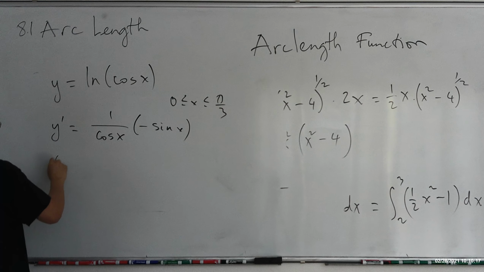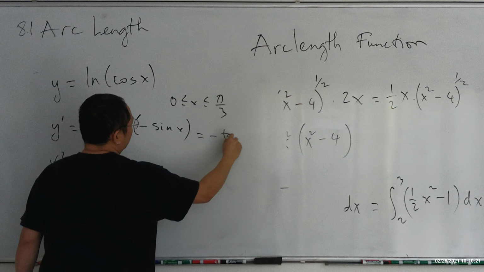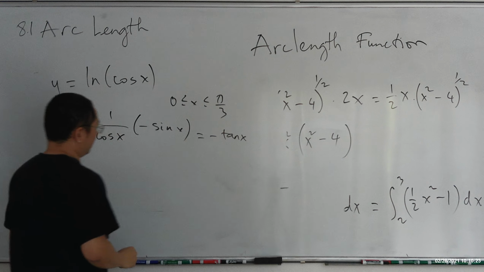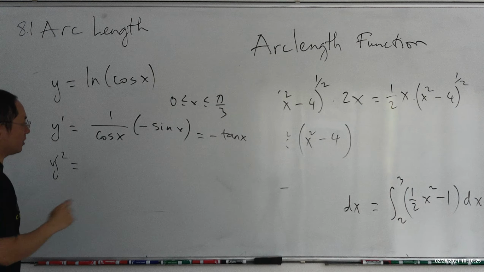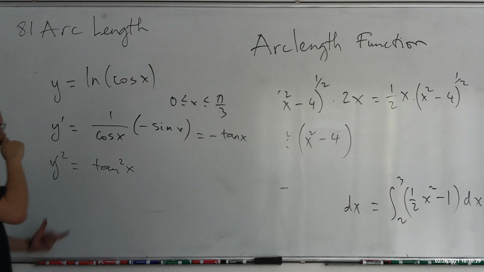So y prime squared is, what's it? This is negative tangent, I think. Sine over cosine is tangent, negative tangent. So y prime squared is tangent squared of x. Alright, so that's very nice.